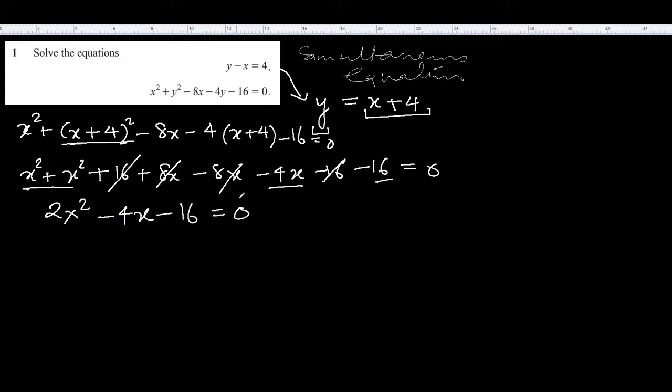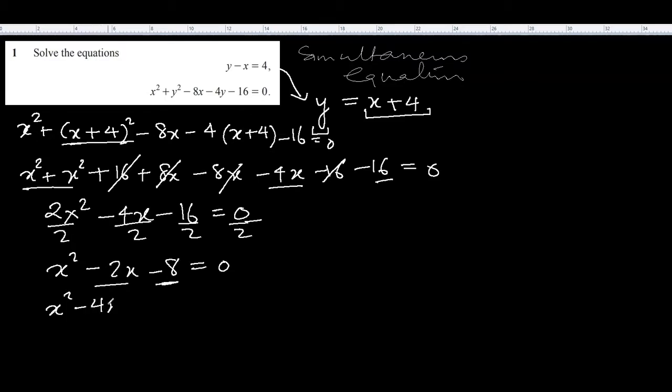And this is our quadratic equation, which will give us two values for x. To make it simple, let's divide the whole equation by 2. So we'll be left with x squared minus 2x minus 8 equal to 0. Now we can think of two numbers which multiply to minus 8 and whose sum is minus 2. So x squared minus 4x plus 2x minus 8 equal to 0.